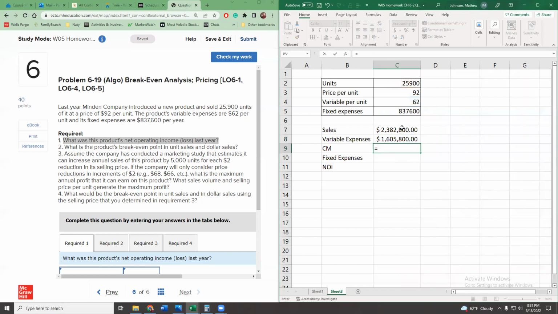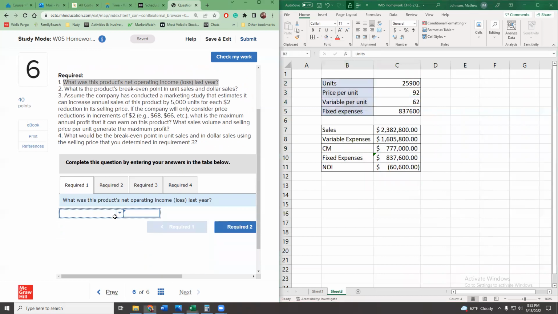The contribution margin is sales minus variable expenses. Fixed expenses are 837,600. And the net operating income is the contribution margin minus the fixed expenses. Okay, so we got a net operating income loss of 6,600. And it's important to use the negative sign too.